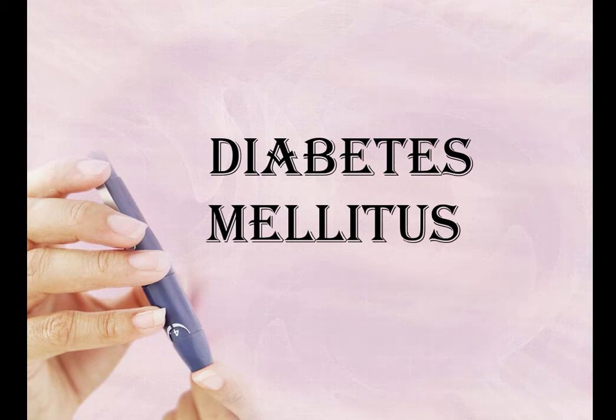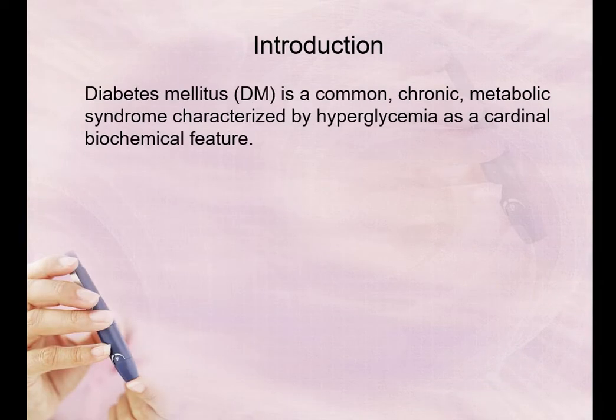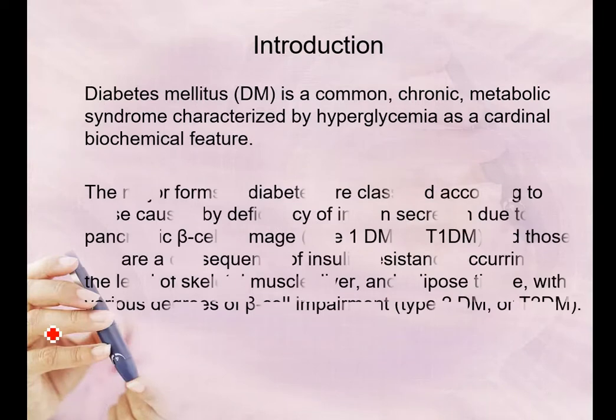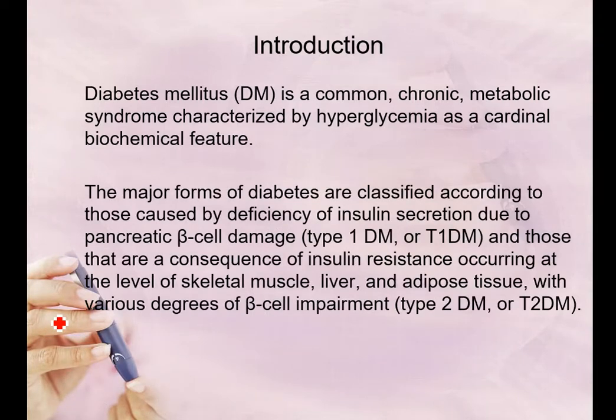In this lecture, we discuss diabetes mellitus. Diabetes mellitus is a common chronic metabolic syndrome characterized by hyperglycemia as a cardinal biochemical feature. The major forms of diabetes are classified according to those caused by deficiency of insulin secretion due to pancreatic beta cell damage, known as type 1 diabetes mellitus, and those that are a consequence of insulin resistance occurring at the level of skeletal muscle, liver, and adipose tissue with various degrees of beta cell impairment, known as type 2 diabetes. So there are two types.